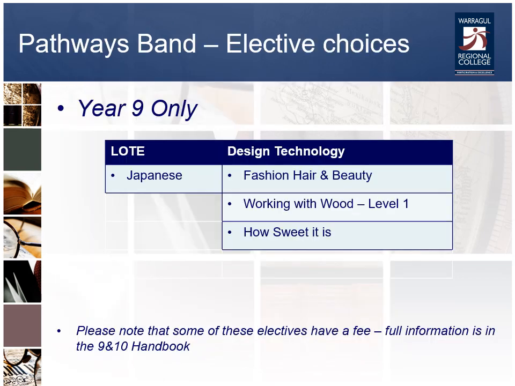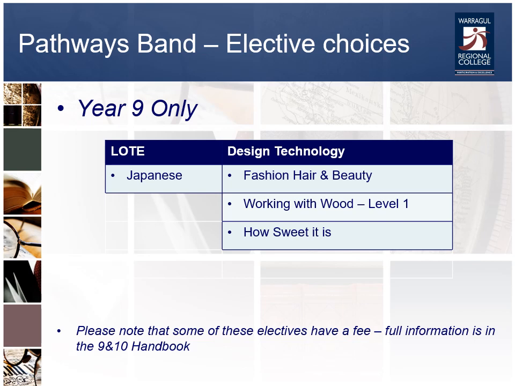I'd like to take some time to talk about the Pathways Band, which is their elective choices for Year 9. There are elective choices from Year 9 and 10. In Year 9, these elective choices are just for Year 9 students. In 2022, we're offering a LOTE Japanese class at Year 9. So students who've done Japanese in Year 8 have the opportunity to continue studies in LOTE. We are also offering 3 subjects in design technology just for Year 9 students: fashion, hair and beauty, working with wood level 1, and how sweet it is.